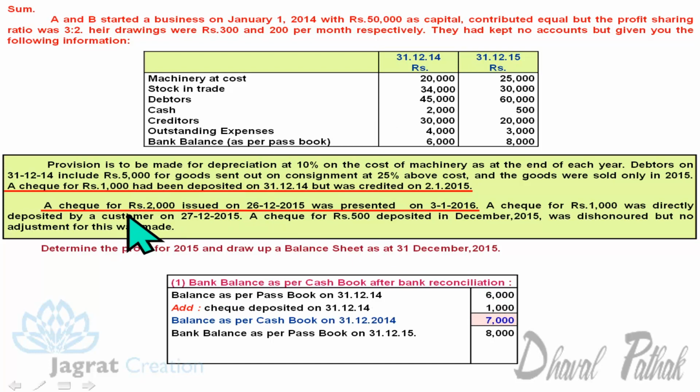And similarly, check of 2,000 issued, not presented for payment, it will be deducted from 8,000. So 8,000 minus 2,000, 6,000 is the balance as per cash book.